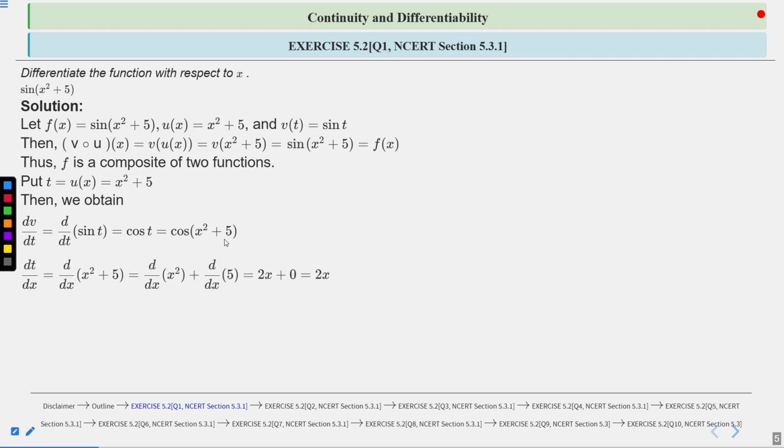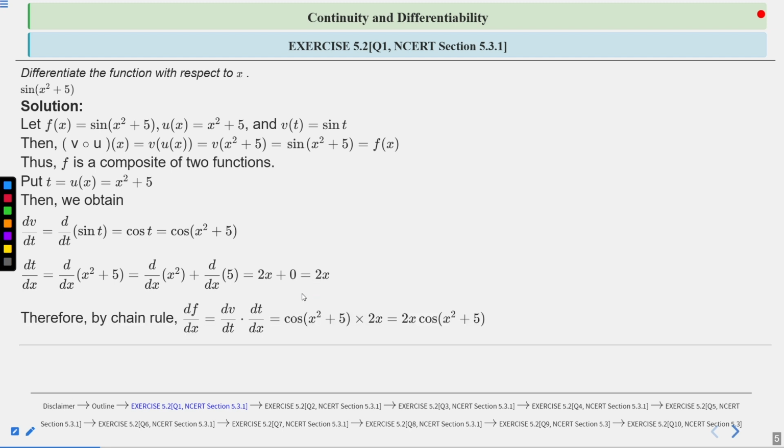Now dt upon dx will be d upon dx of x square plus 5, which is equal to d upon dx of x square plus d upon dx of 5, which is equal to 2x plus 0, which is equal to 2x, right? Therefore, by chain rule, we can say that df upon dx will be equal to dv upon dt into dt upon dx, which will be equal to cos of x square plus 5 into 2x, right? And the correct answer will be 2x cos of x square plus 5, okay?